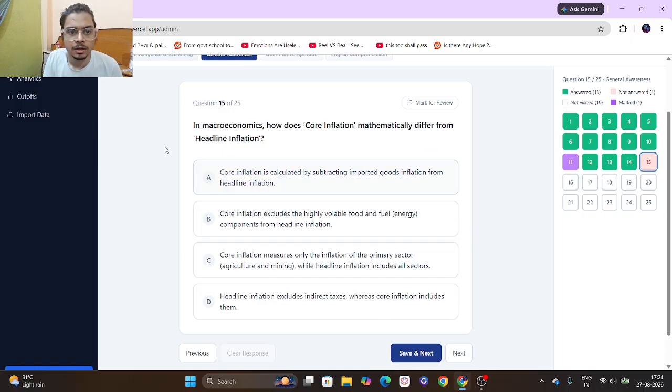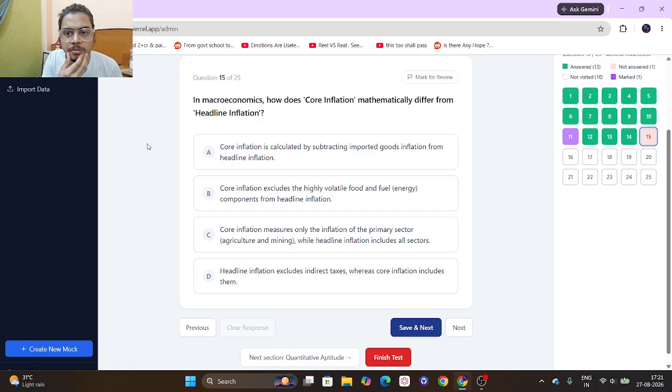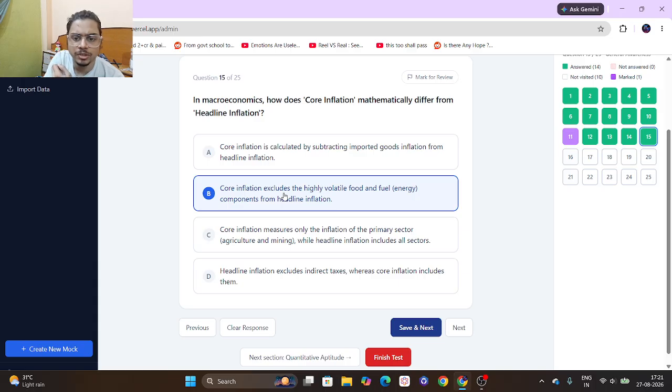Nice. In macroeconomics, how does core inflation mathematically differ from headline inflation? Core inflation is calculated by subtracting the imported goods inflation from headline inflation. Core inflation excludes the highly volatile food and fuel components from headline. Yes. Core inflation measures only the inflation of the primary sector, while headline inflation excludes indirect taxes, whereas core inflation includes them.